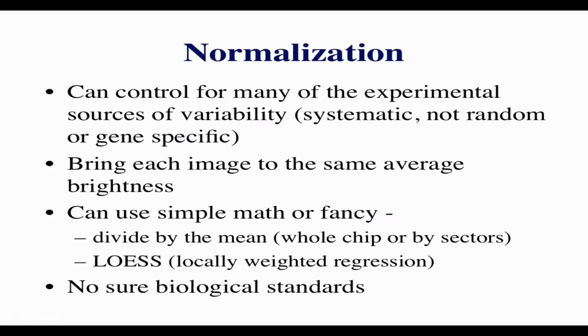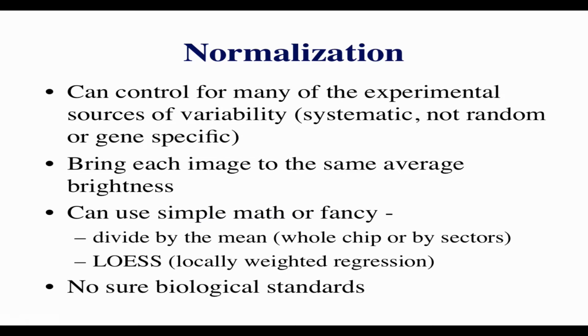Okay, so normalization is a method that can control for many experimental sources of variability, which are systemic, meaning they affect pretty much all the genes on your array together. Not gene-specific. Normalization can't do very much about gene-specific effects.